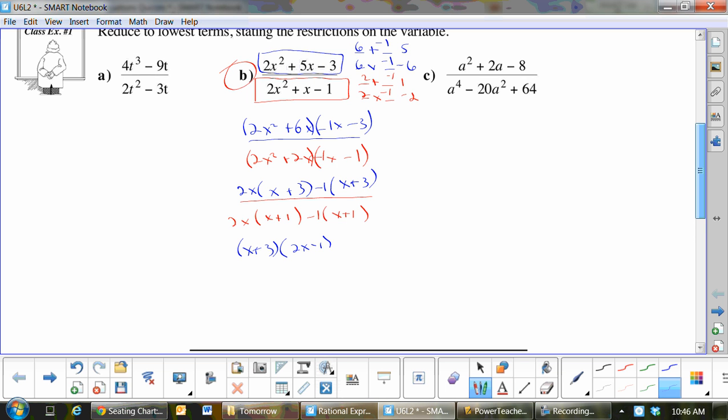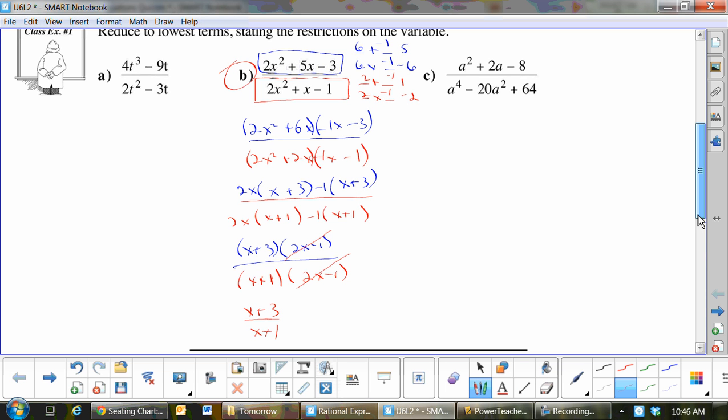So I have on the top x plus 3 over 2x minus 1, and on the bottom we're going to take the x plus 1 out, leaving me with 2x minus 1. Now, the fun. That leaves me with x plus 3 over x plus 1.